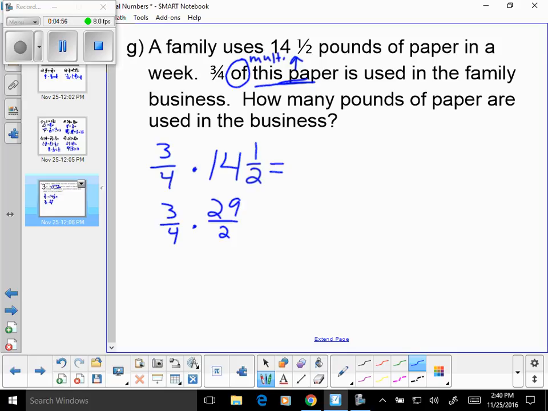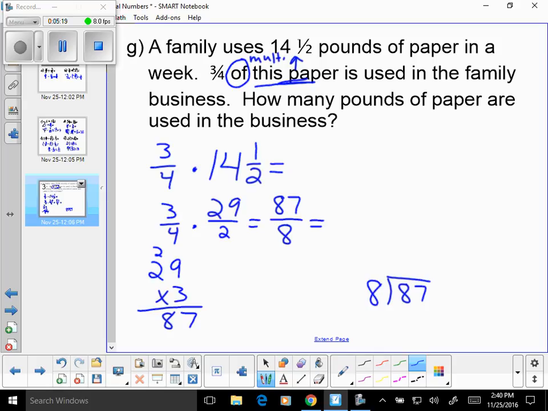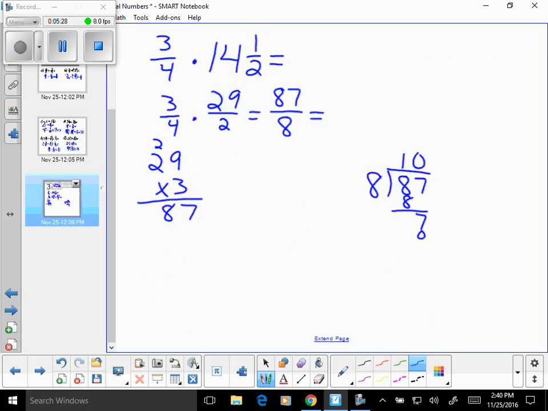29/2. I look for reducing, and the truth is I don't have any here. So 3 times 29 is 87, and 4 times 2 is 8. Yes, if you have to paper pencil it, otherwise mental math it. Now, 87 divided by 8. The 87 goes under the bracket, the 8 goes outside. For those of you who can't do it mental math, you're going to get 10 and 7/8. Some of you can do this one mental math. So you're going to have 10 and 7/8 pounds.